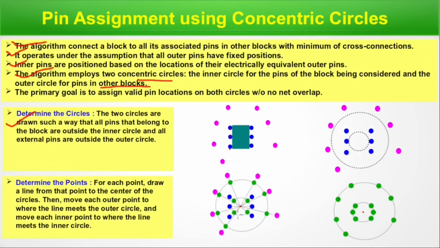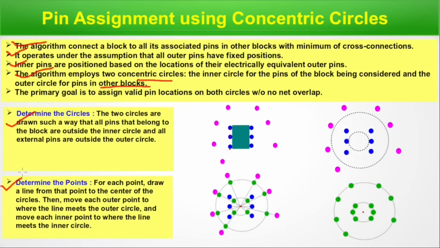Similarly, we do the same for the outer circle. Then move each outer point to where the line meets the outer circle, and move each inner point to where the line meets the inner circle. So we are shifting the positions of two sets of pins. Now these pin positions are shifted onto the circle perimeters in both cases.